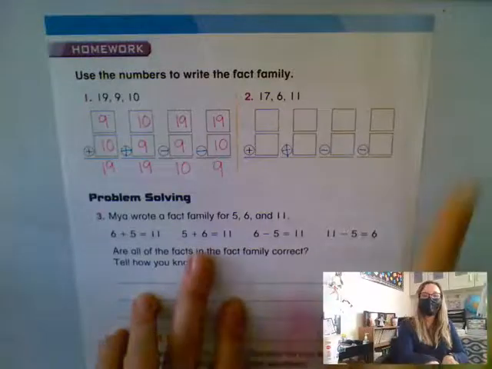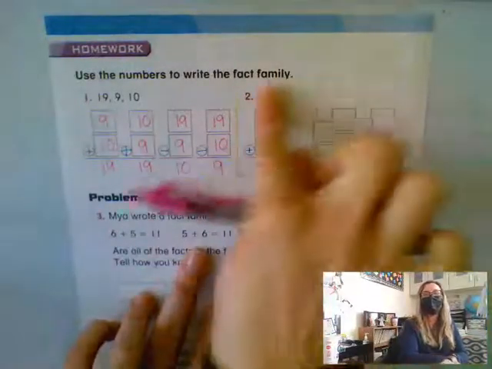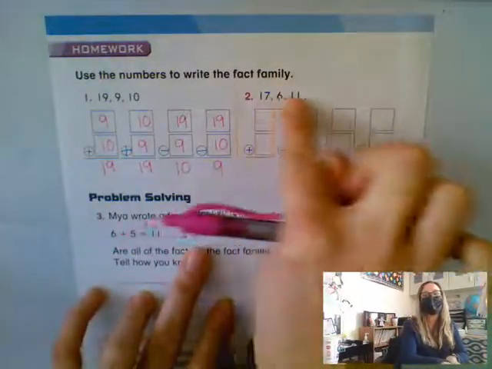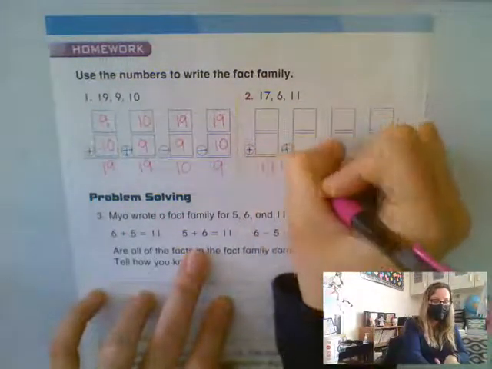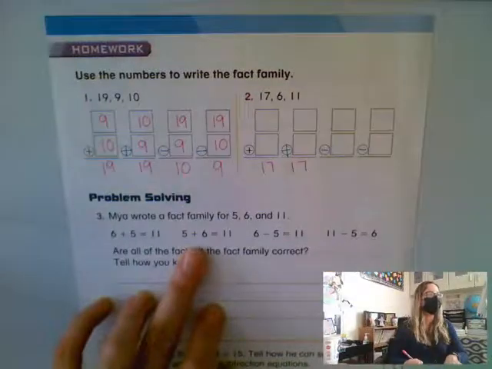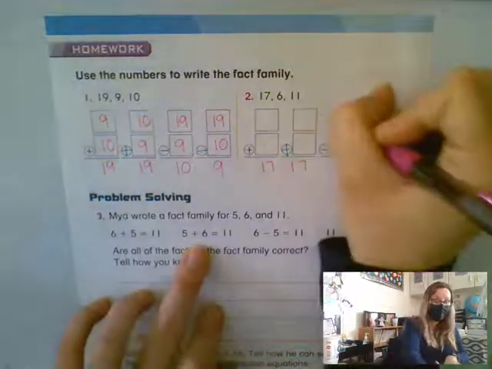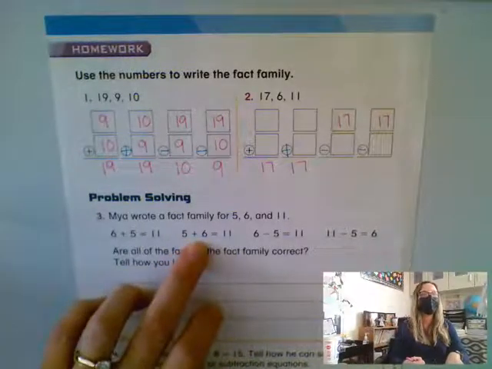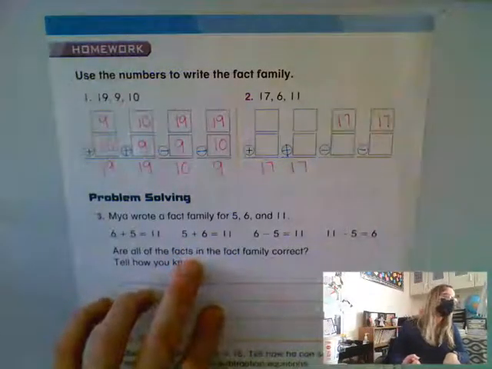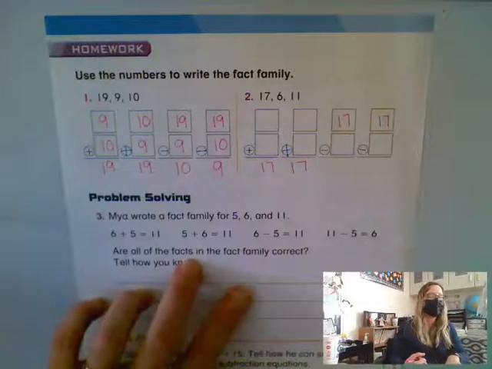All right, let's take a look at number 2. What's the biggest number in our 3 numbers, Sage? 17. So 17 will be the answer to both of my additions. You can plug that in now. And it will be the first number in both of my subtractions. You can plug that in now. The biggest number will always be the answer to your additions and the first number in your subtractions.